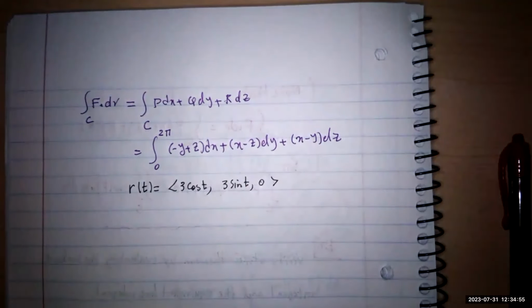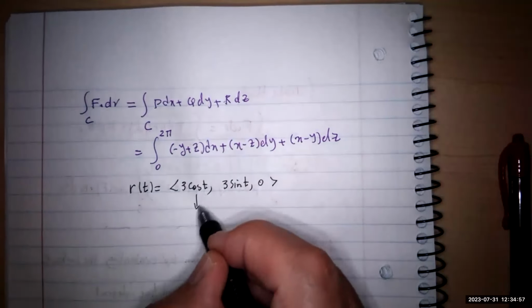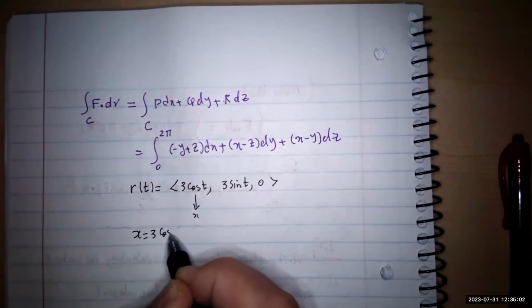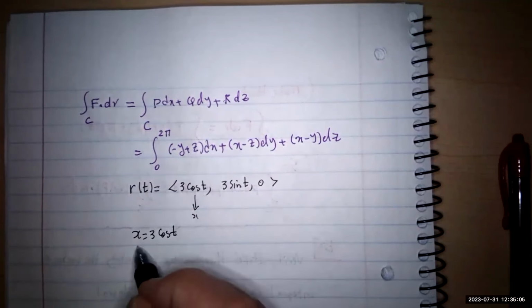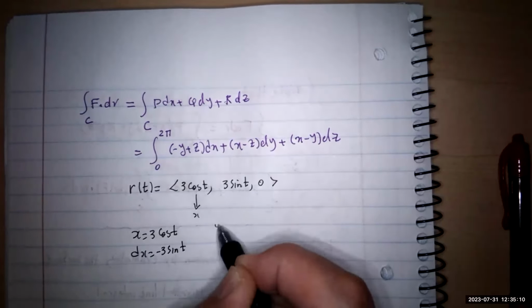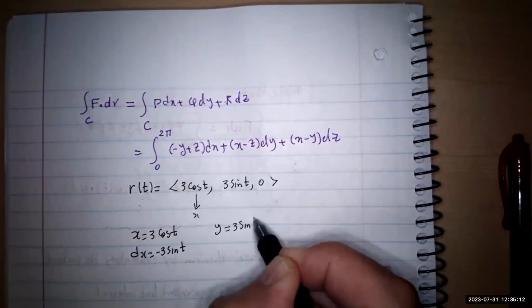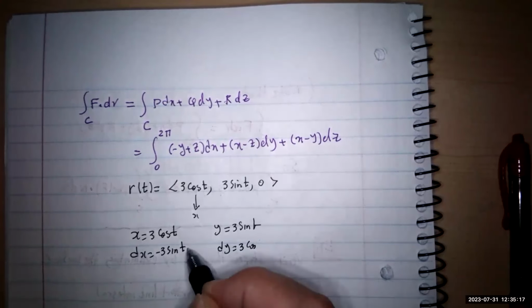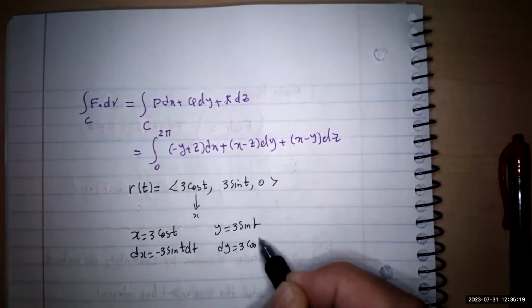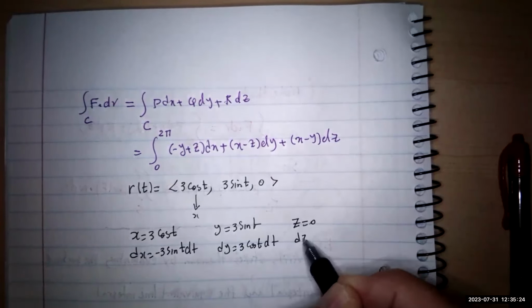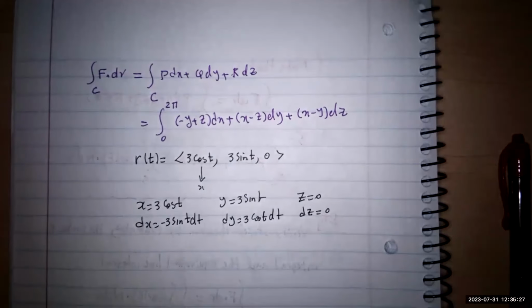So substitute. x is equal to 3 cosine of t, so your dx would be negative 3 sine of t dt. Your y is 3 sine of t, so the dy would be 3 cosine of t dt, and z is 0, so the dz would be 0. Okay, substitute here and integrate.